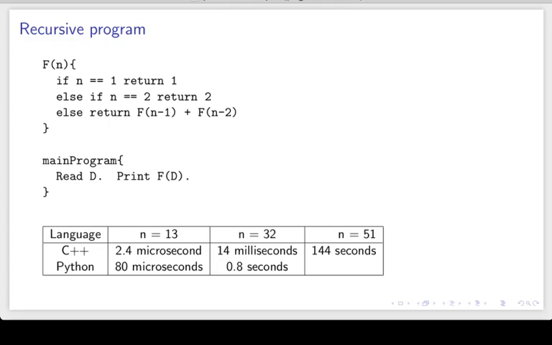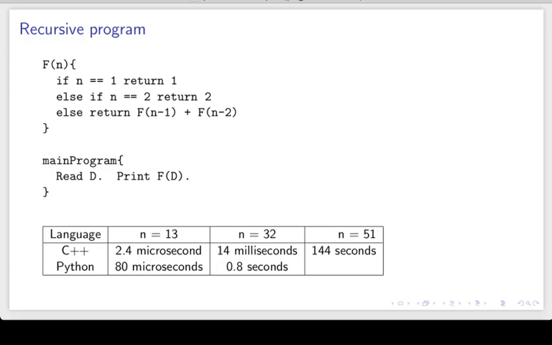Itself in C++, it took 2.4 microseconds. When I went to 32, it went to milliseconds, and when I went to 51, it went to 144 seconds. So that is absolutely a lot.